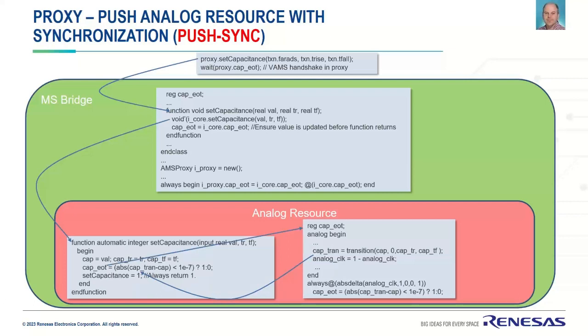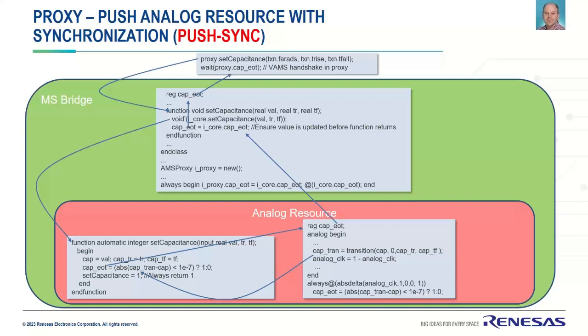That then goes to the register in the analog resource. That then is read by the function. That then goes to the local register, and that's where the wait command comes from. So I guarantee that that variable has been updated before the function exits. So I've made sure the synchronization is there. So it's quite involved, but it's robust, whatever happens.